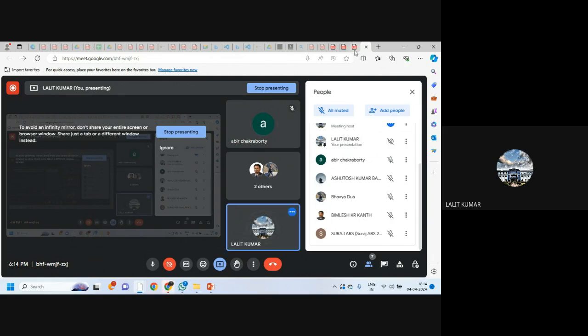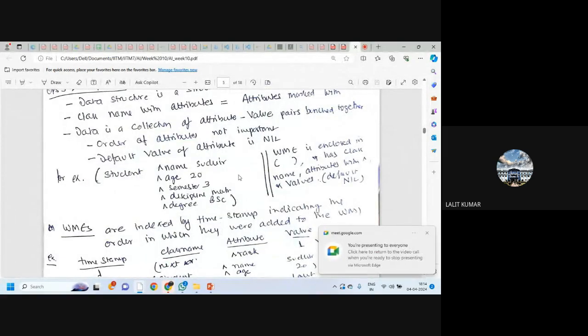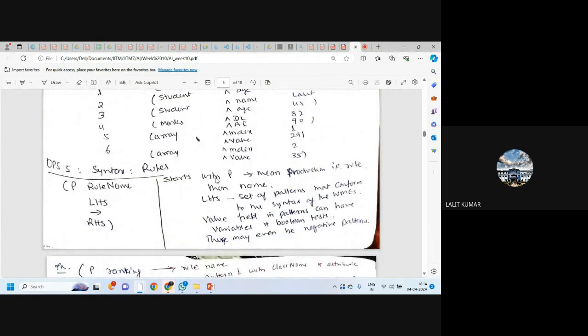Okay. So we go ahead again with this. So we have understood working memory. We have understood working memory element. A working memory element is basically enclosed in these brackets. It has got a class name. It has got attributes. Attributes are identified by the hat, and then it has got values. If there is no value, then the default is nil, and there is a timestamp. So these are the examples.